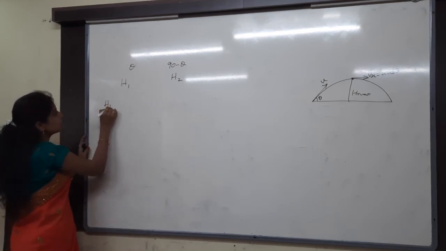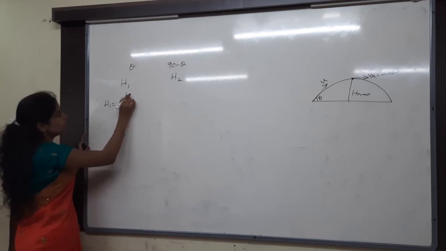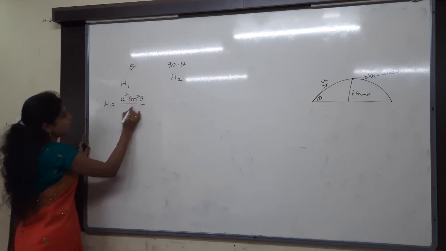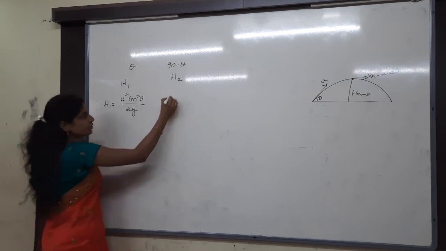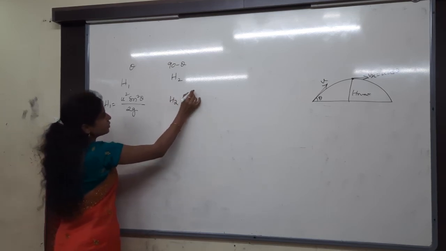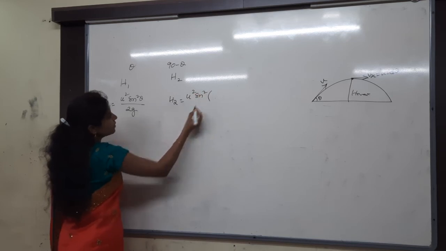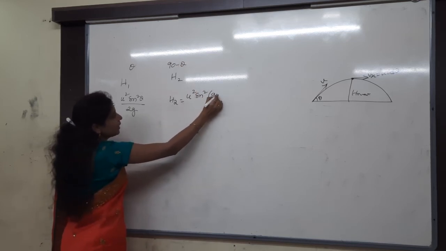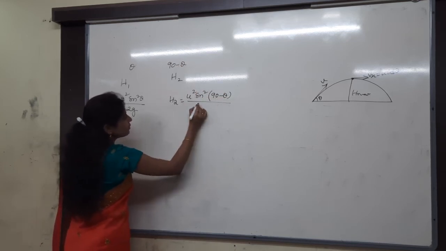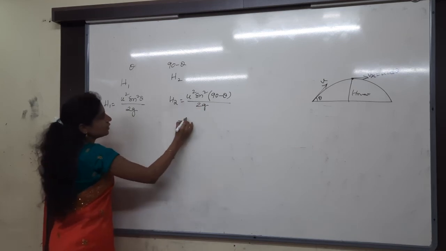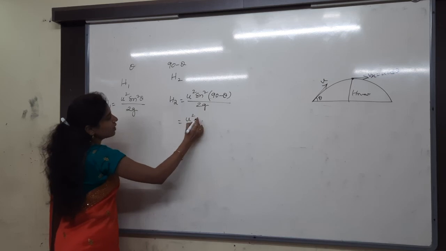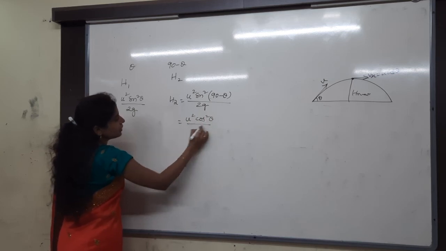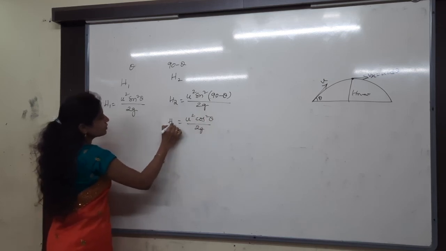So let me take one as theta. So h1 is equal to, what is the formula we will get? U square sin square theta by 2g, direct formula. Then next, h2 is equal to u square sin square, what is the angle here? 90 minus theta, divided by 2g. Then u square sin square 90 minus theta is nothing but cos square theta divided by 2g. This is h1 and then h2.